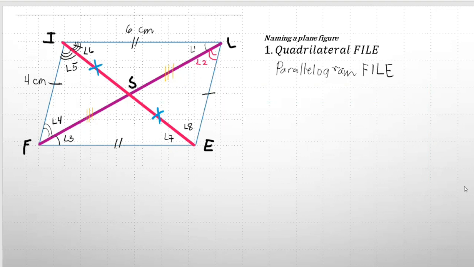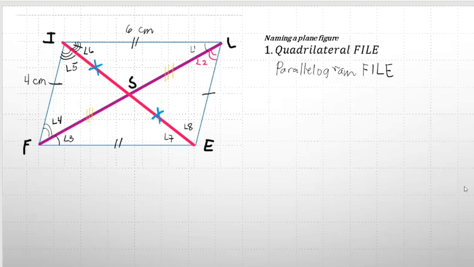So, first, we start with the name of the quadrilateral or the polygon. Since this polygon is a parallelogram, we name it as a parallelogram. Then after that, we name our parallelogram based on the letter of the vertex that we have. Since we have 4 vertices, our name of parallelogram has 4 letters. So dapat chronologically arranged ang ating name in our polygon. So for example, FILE. So magkakasunod sila.